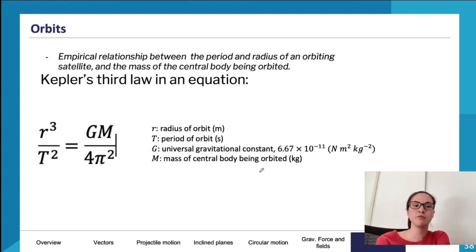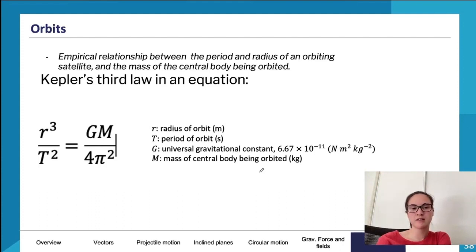So the empirical relationship between the period and the radius of an orbiting satellite and the mass of the central body being orbited, that's all to do with the third law. So we can see that here. We've got the radius cubed divided by the time squared, the period of the orbit squared, is equal to the gravitational constant multiplied by the mass of the central body being orbited, divided by 4 pi squared.